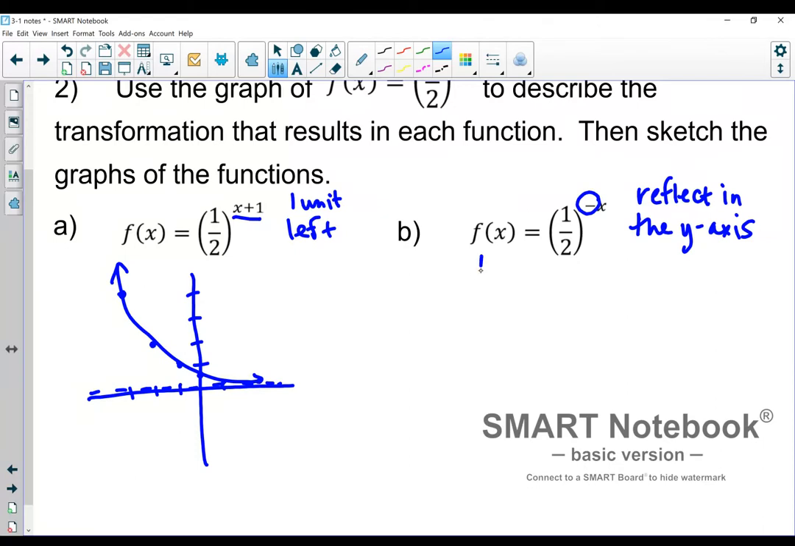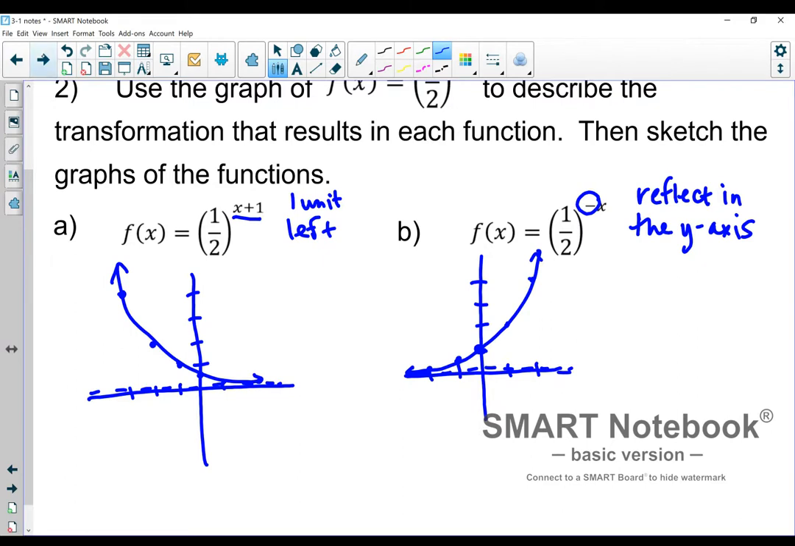And when I look at this one, I know it will be reflected about my y-axis. So the 0, 1 is still going to be there, but now I'll have 1, 2, and 2, 4, -1, 1/2, -2, 1/4. So my graph will look like this. And again, we have that y-asymptote. I think it's good for our brains to kind of draw it and to remember it's there, but I don't think that's really a necessary step of drawing.